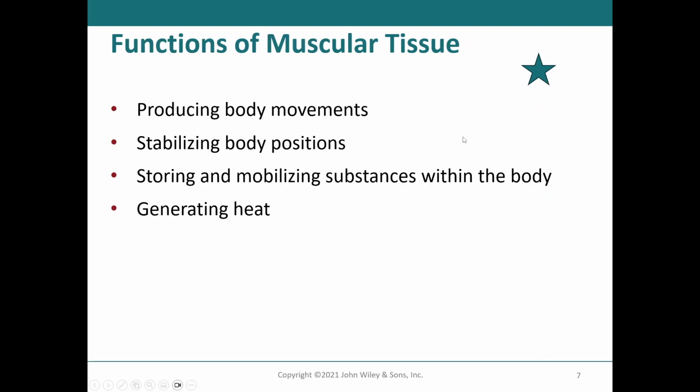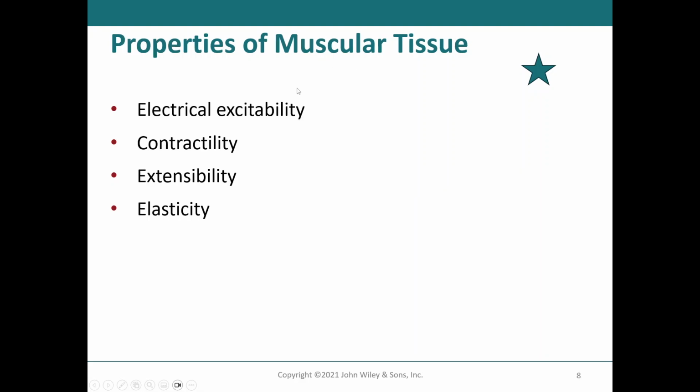And so when we talk about functions, this is kind of the big one. Storing and mobilizing substances within the body is what cardiac and smooth muscle does. Almost everything else is mainly skeletal muscle, but the storing and mobilizing of substances within the body is going to be cardiac and smooth. Properties of the muscular tissue.